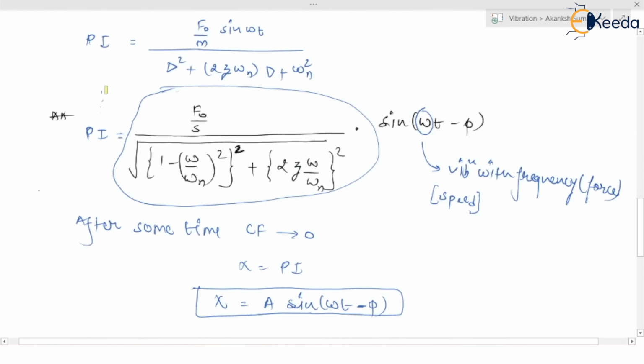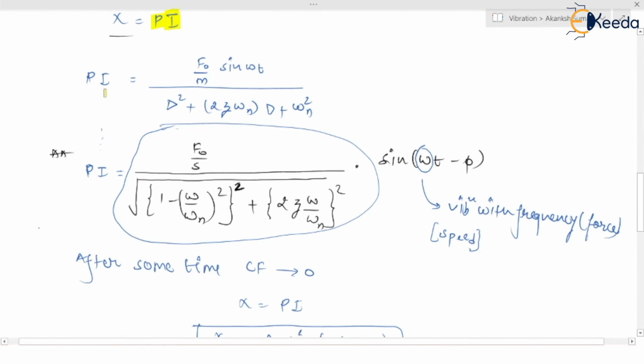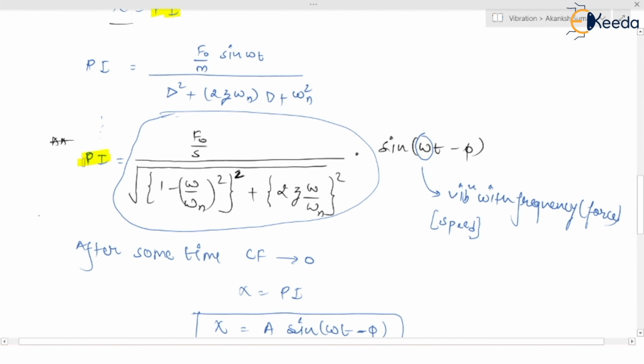So when you solve for the particular integral, there will be solutions that we get. The particular integral is equal to this. This is an important equation. Vibrations with the force frequency or the speed omega. Okay. So after some time, very short time, the complementary function becomes zero. So that means there will be only the particular integral.